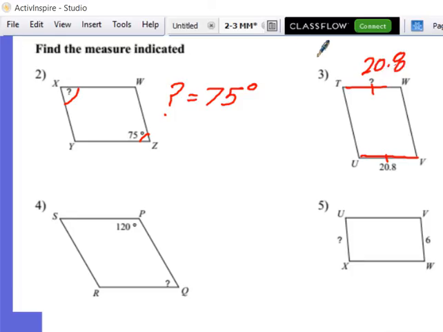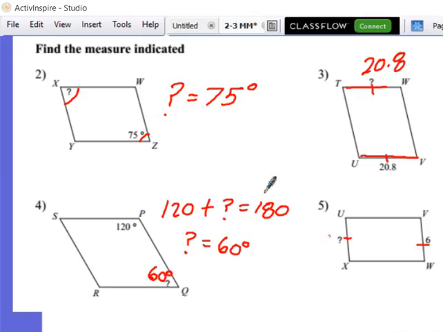Now careful here because on number 4, these two aren't equal. They add up to be 180. So look at my true statement. You'd say 120 plus question mark equals 180. Set yourself up a true statement, solve for question mark. Yep. So question mark equals 60 degrees. Pretty easy, right? If this is 6, this is 6.